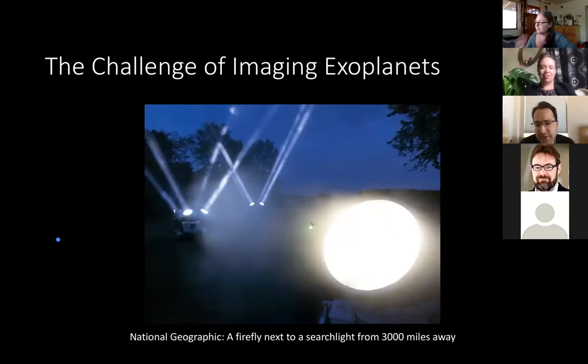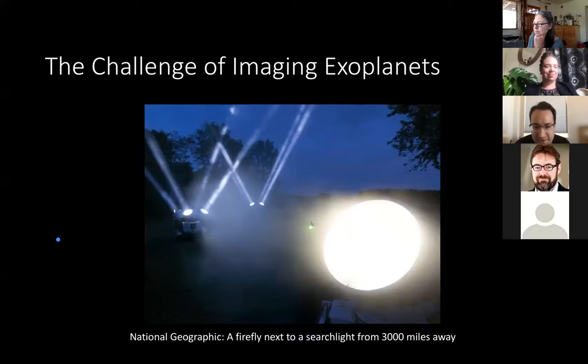This is an image from National Geographic. They had a nice article that explained the technology and why it's so difficult to image an exoplanet. And the analogy that they used is that imaging an exoplanet is like looking for a firefly next to a searchlight. Earth is 10 billion times fainter than the sun, and a firefly, I guess, is about 10 billion times fainter than a searchlight. But even that's too easy. The searchlight has to be really, really far away, and the firefly has to be really close to it. So actually, they said it's like a firefly next to a searchlight from 3,000 miles away.